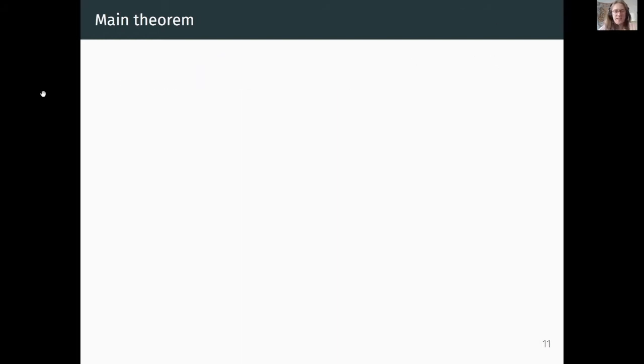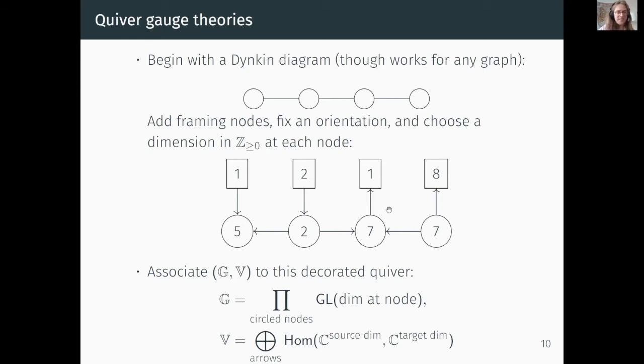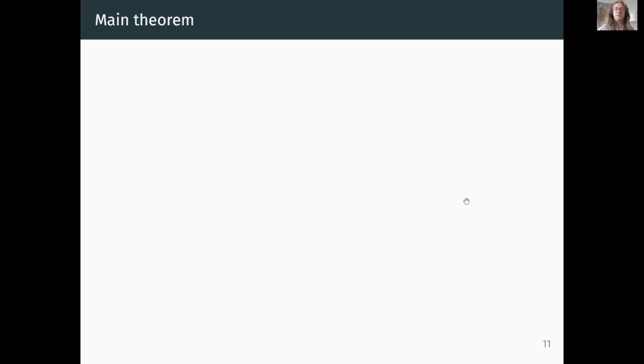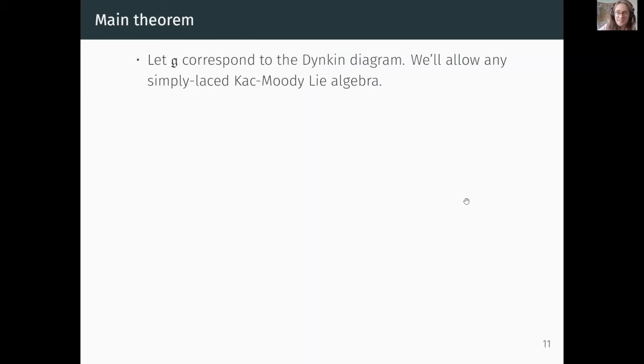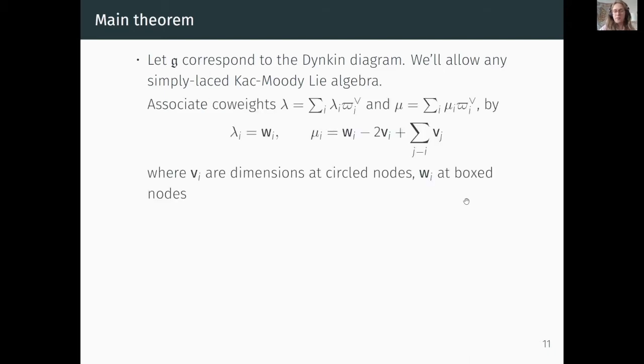So basically, this is the data that I want to use: the Dynkin diagram and these dimensions, these numbers. But for the purposes of comparing this with Yangians and so on, we want to convert that into some representation theoretic data. So we want to produce two coweights. I call one lambda, I call the other one mu, and these are encoded by the dimensions. We have dimensions corresponding to circled nodes, I've called that v_i. Now we have dimensions corresponding to box nodes.